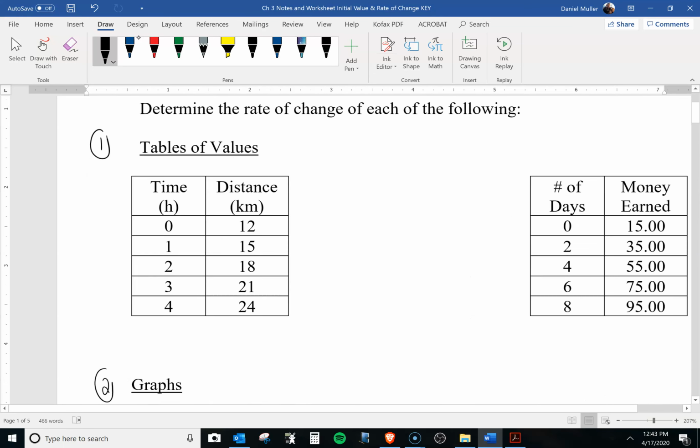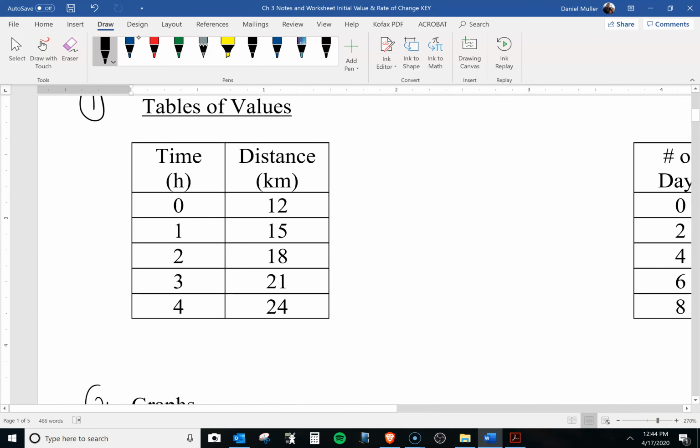And lastly, a table of values. You're basically doing the same thing. You're going from the bottom to the top, but sometimes you should see a pattern. From 12 to 15 is 3. From 15 to 18 is 3. From 18 to 21 is 3. From 0 to 1, that's 1. From 1 to 2, that's 1. From 2 to 3, that's 1. So you can see that things are changing. You go 3 kilometers every hour.